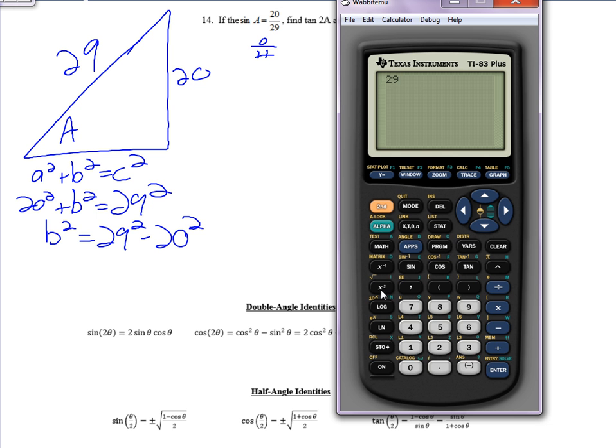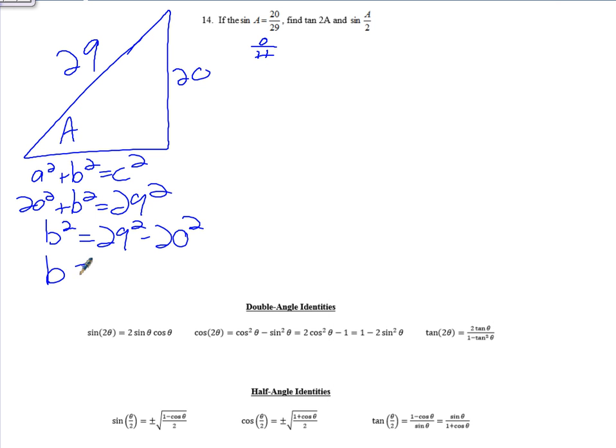29 squared minus 20 squared. So we get 441. If we take the square root of that, I believe it is 21, but let's make sure. Yep, 21. So B is going to equal 21. So now if I want to find tan 2A, I'm just going to plug that in here.